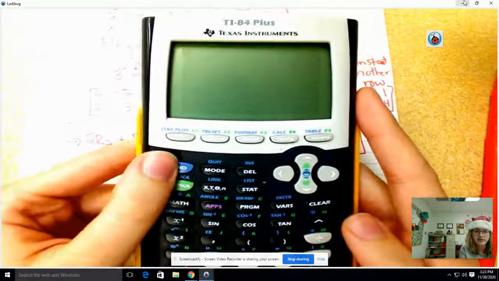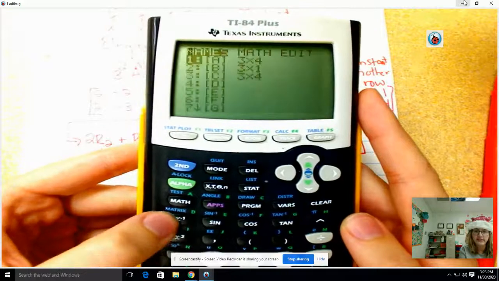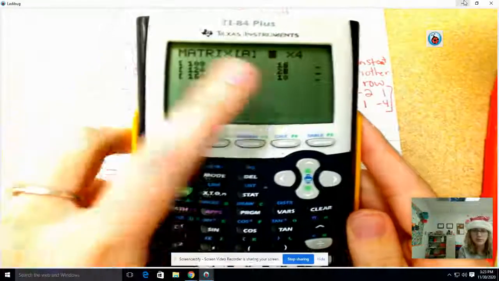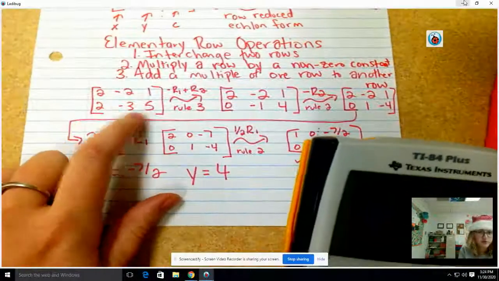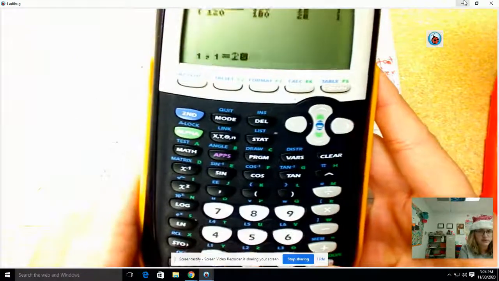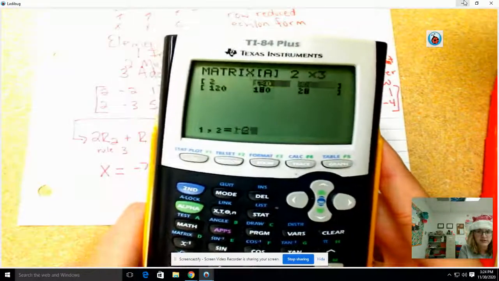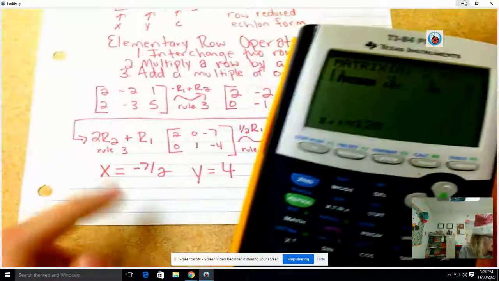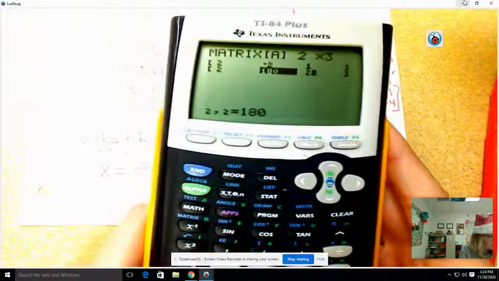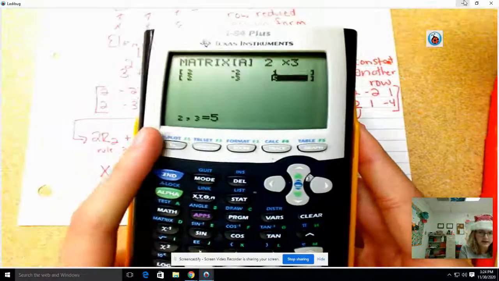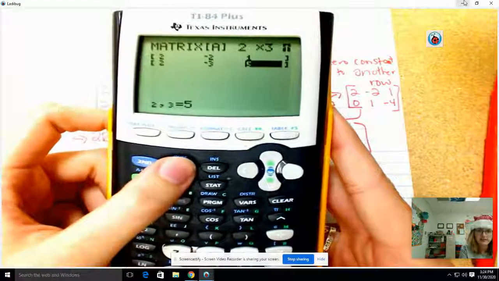To get to matrices, you're going to go to second and then hit matrix, which is above the x^-1. You're going to scroll over to edit. So we'll do matrix A. You first put in your rows and your columns. I have 2 rows and 3 columns, so 2 and 3. Then I'm going to enter this exactly like I see it. So 2, -2, 1. Then we have 2, -3, and 5.